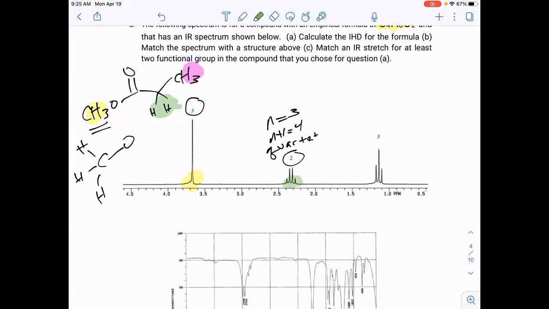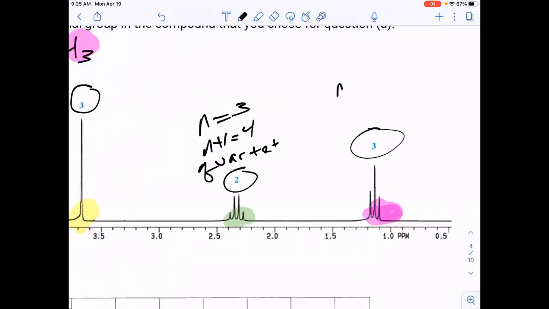All right, and then down here, obviously we only got 1 signal left and 1 set of protons left. So that's going to be the pink set right there. And you can see the integration is 3 protons. And why is it a triplet? Because N is 2, and then N plus 1 gives you 3. Good, very good. So N equals 2 in this case, and N plus 1 is 3.